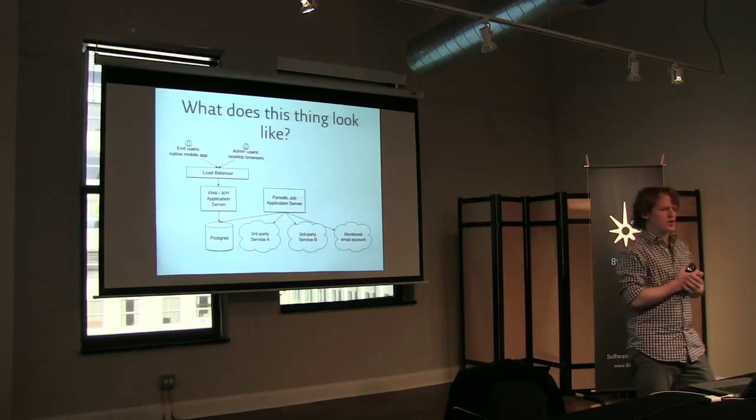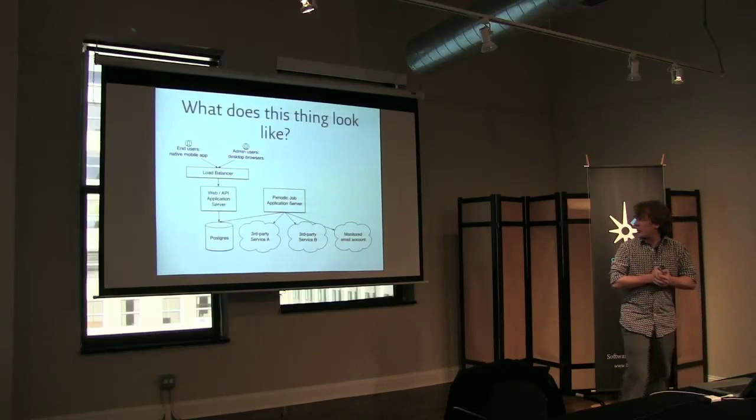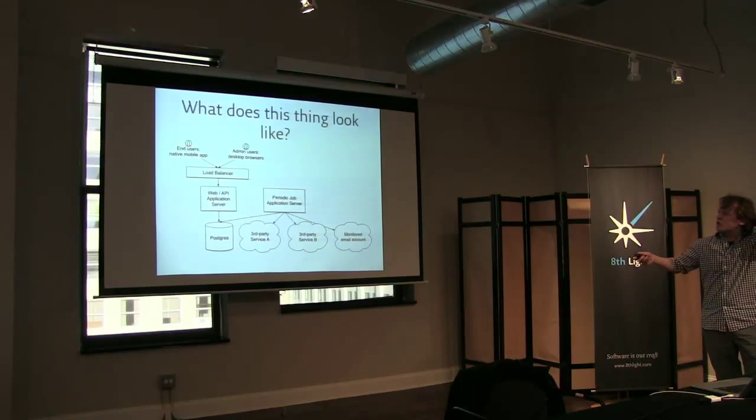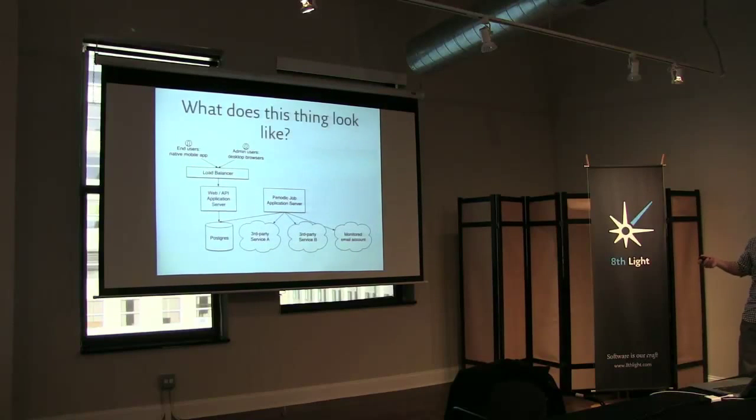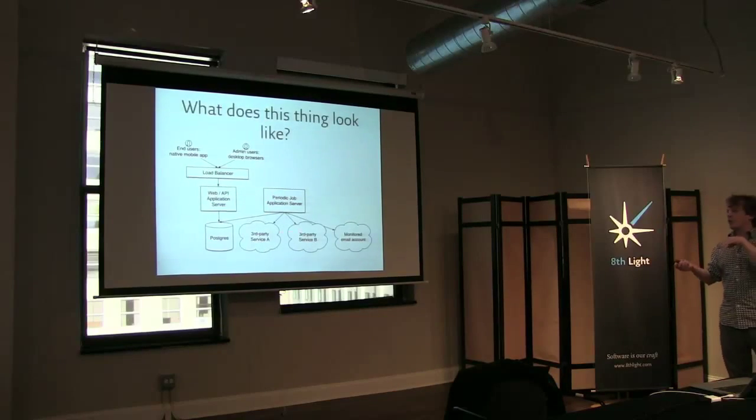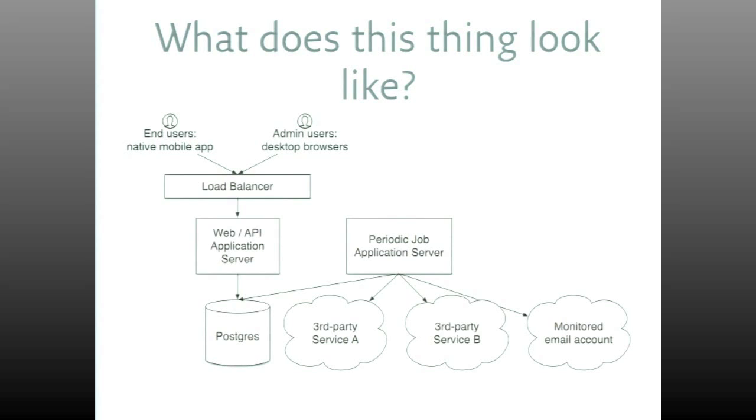Okay, so I'll give you just a quick glimpse into what the architecture looks like. You don't need to understand all the details here. We have some end users, both in a native mobile app, Android and iOS, and some desktop browsers that hit a load balancer and go to a web and API application server. And that talks to Postgres, as does another JVM. And both of these application servers are JVM based. There's also one for periodic jobs that pulls these various third-party services, and a monitored email account dumps data into Postgres, and that's how they integrate.